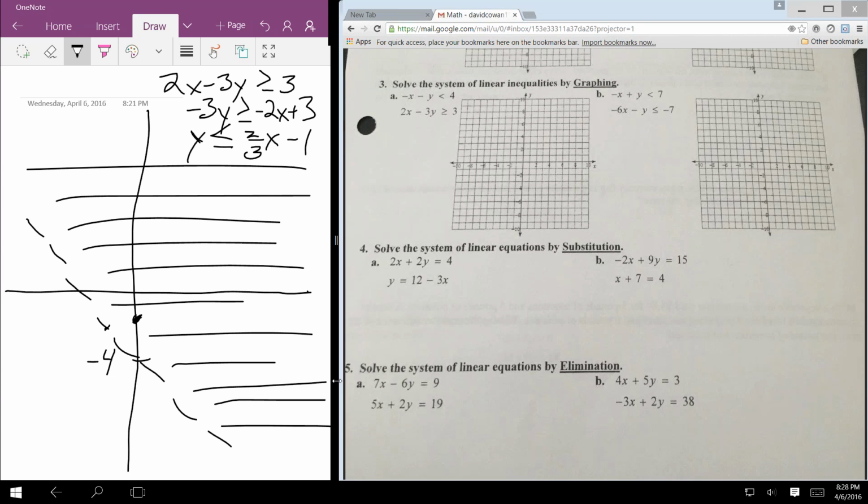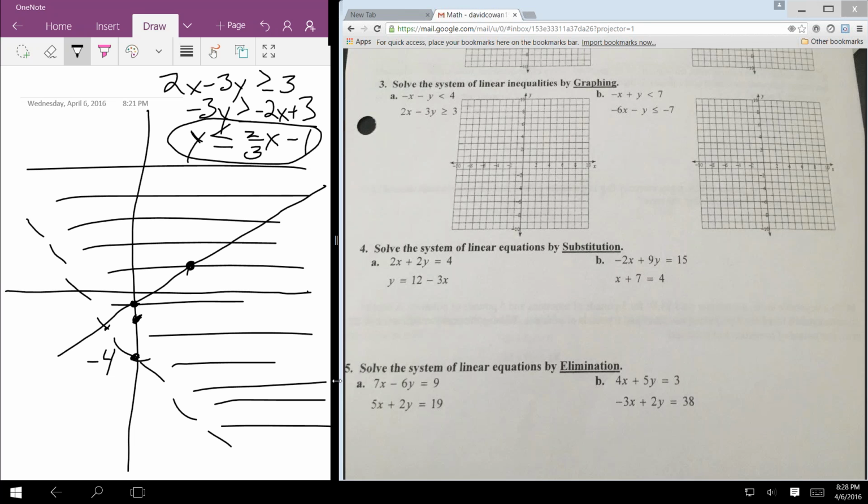Okay, so now we can graph that and we know which side to shade. So let's graph it. Where do I start? Negative 1. This is minus 4, so we'll call this minus 1. And then you'd go up 2 over 3 to the right. So we'll call that point right there. Connect the two.